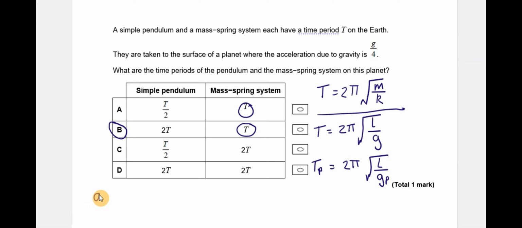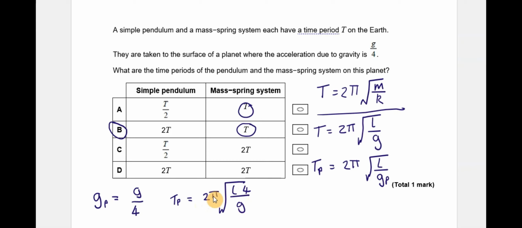Well, the gravitational field strength on the planet is equal to the gravitational field strength on the Earth over 4. So I could substitute g/4 into my equation here, and I'm going to get the time period on the planet is equal to 2π multiplied by the square root of L over g, and then 4 on the top there.